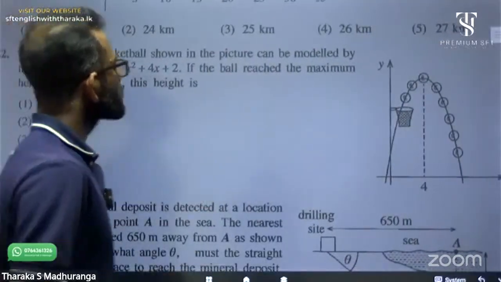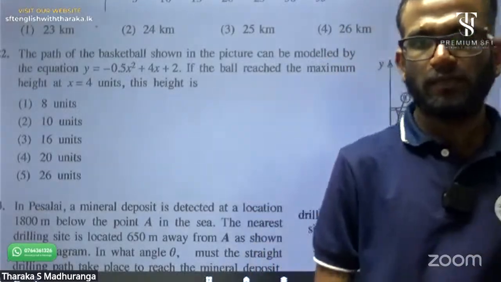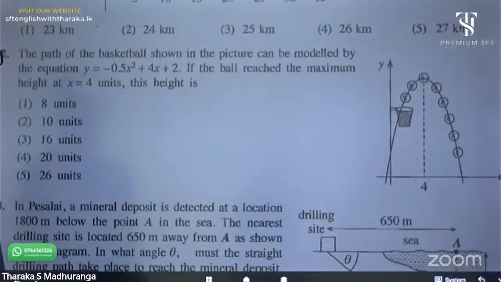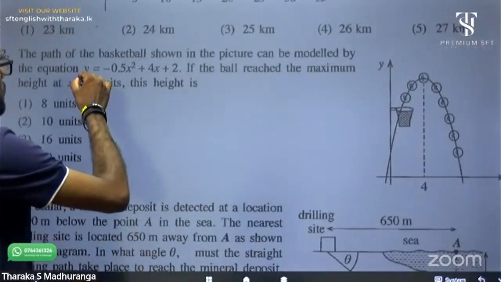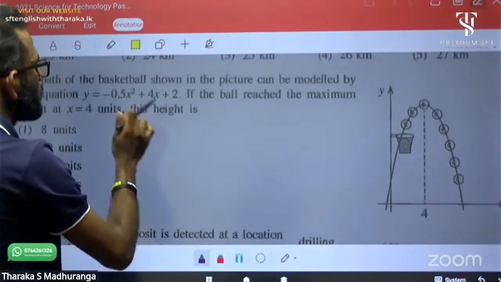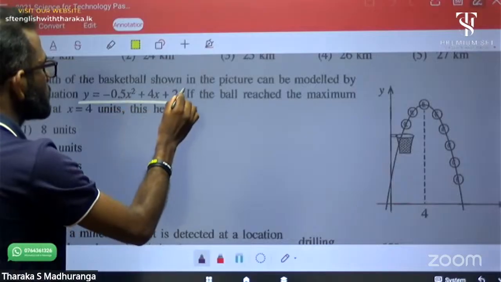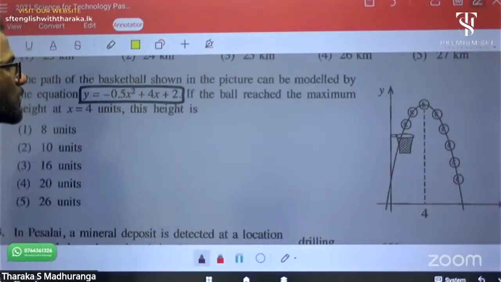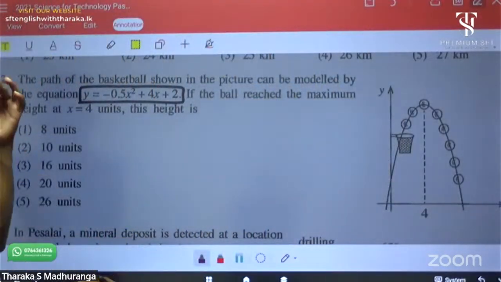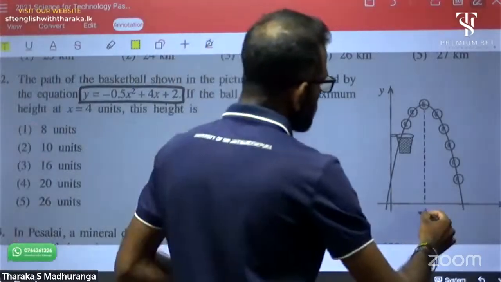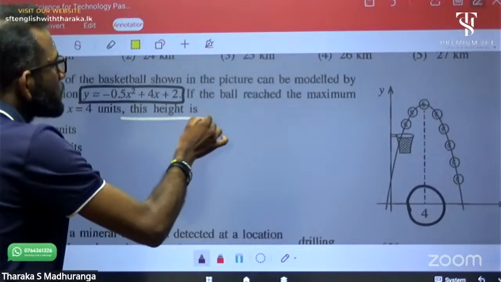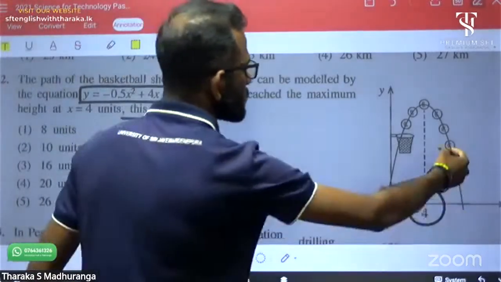The path of the basketball shown in the picture can be modeled by the equation y equals minus 0.5x squared plus 4x plus 2. If the ball reached the maximum height at x equals 4, what is the height the question is asking?